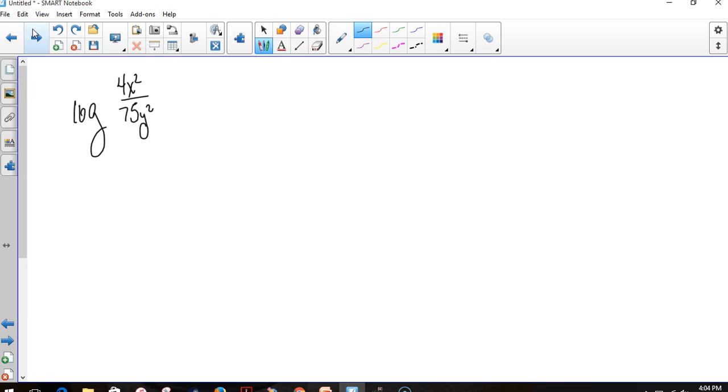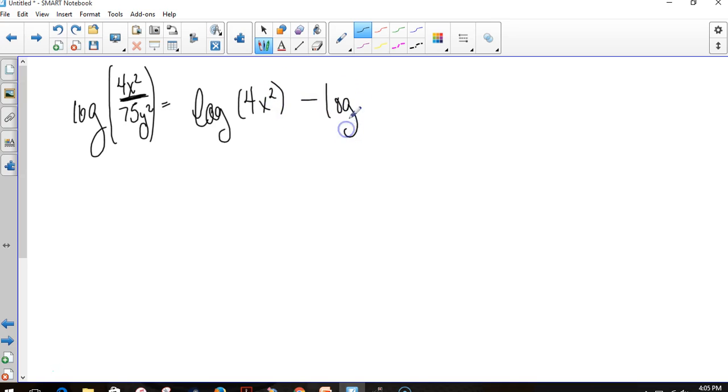I'm going to start with separating these first because it would look something like this, and I'm going to work with this big division problem first. So I have log of 4x squared minus log base 10, and I don't need to write the 10, of 75y squared. So now that they're split into 2, I can work with each one of these individually. Inside of each of them, I have an m times an n, right?